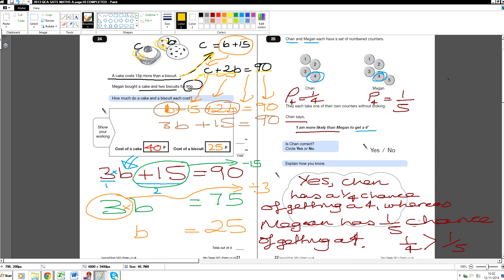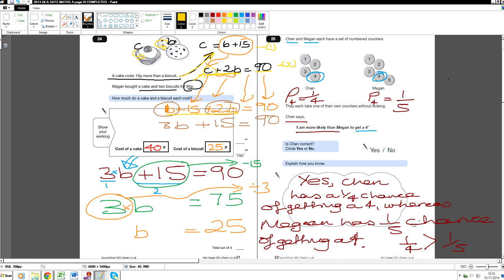So what we do here, we formed an equation. We've got equation number 1 and equation number 2. Now, we need to eliminate the C because we've got 2 unknowns. We have a cake that we don't know the cost of, and a biscuit that we don't know the cost of. So where we see the C, we put in B plus 15, because C is equal to B plus 15. So we substitute this into here. C can be replaced by B plus 15, and then we have another plus 2B, which we copy down. So B plus 15 plus 2B equals 90.